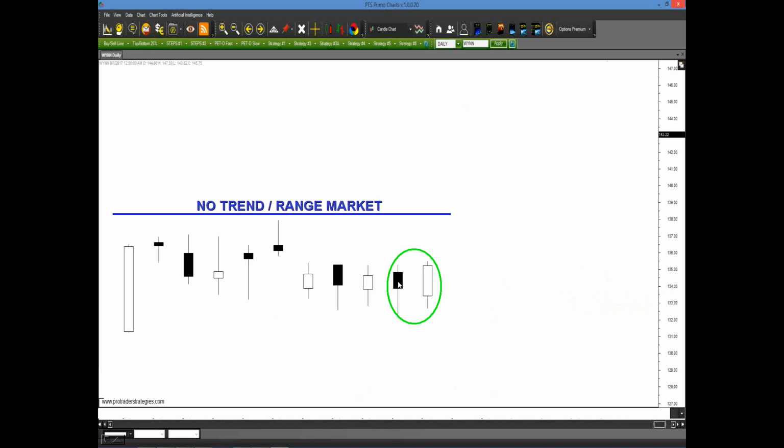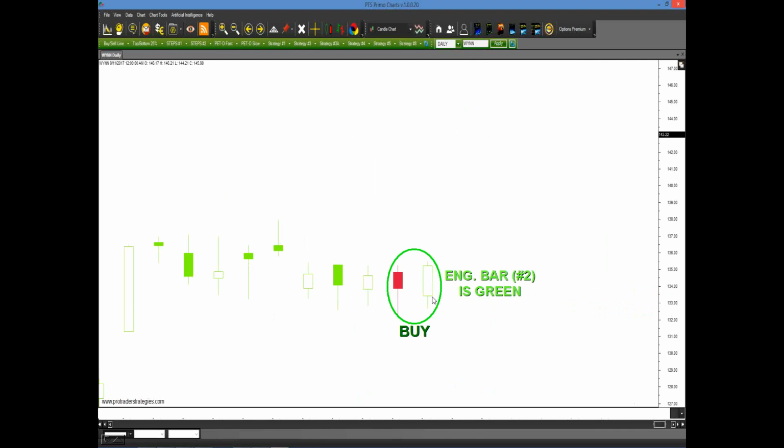Now, if the previous bar is outlined green, if bar number 1 is, that's fine, but it really doesn't matter. All we care about is bar number 2. So we apply it, and we see that, yes, the engulfing bar, bar number 2, is green. So that's our green light. That's our signal to buy this if we want to.